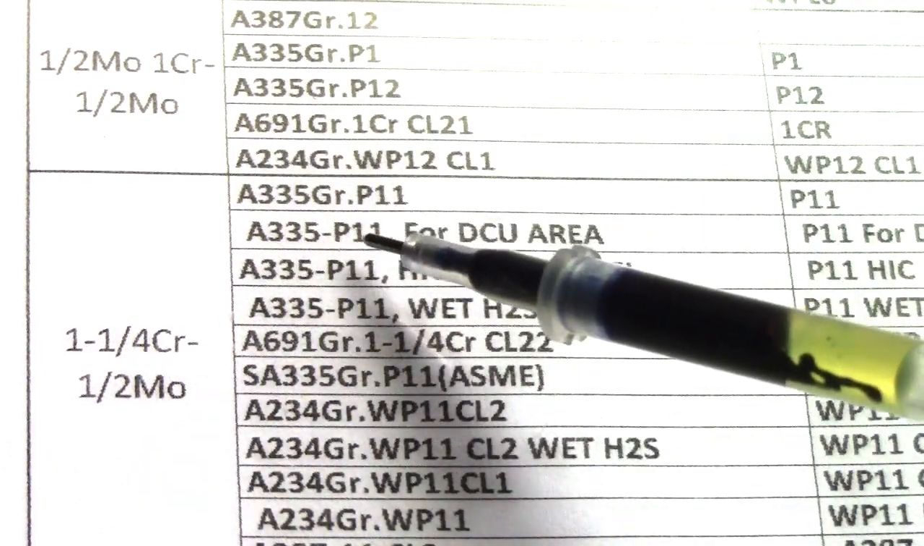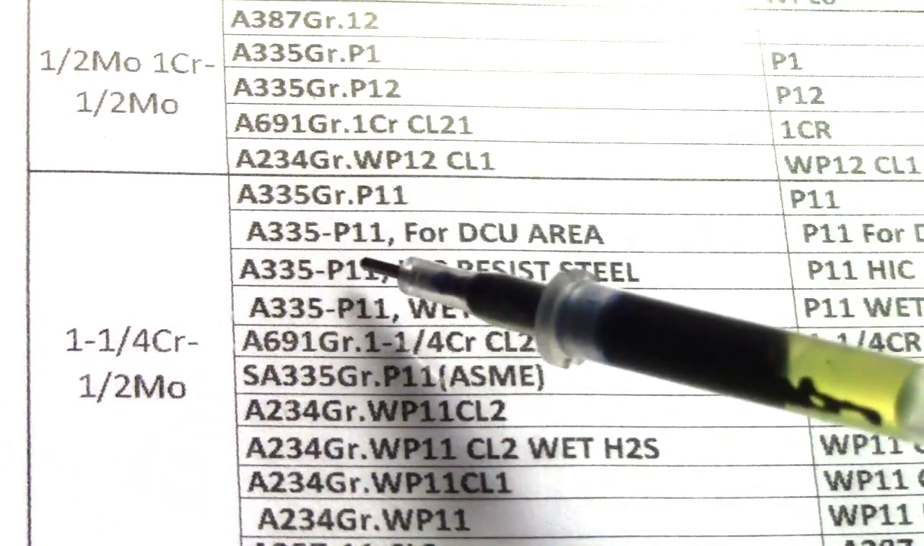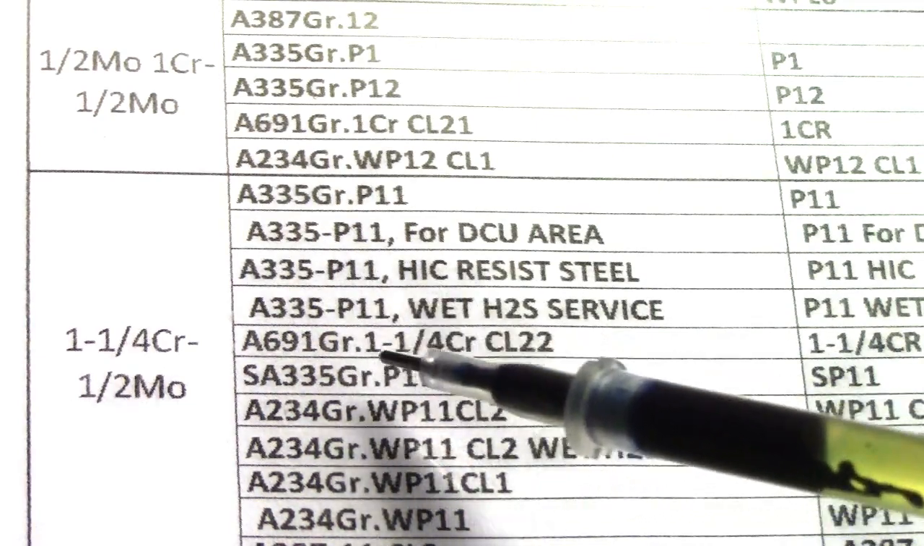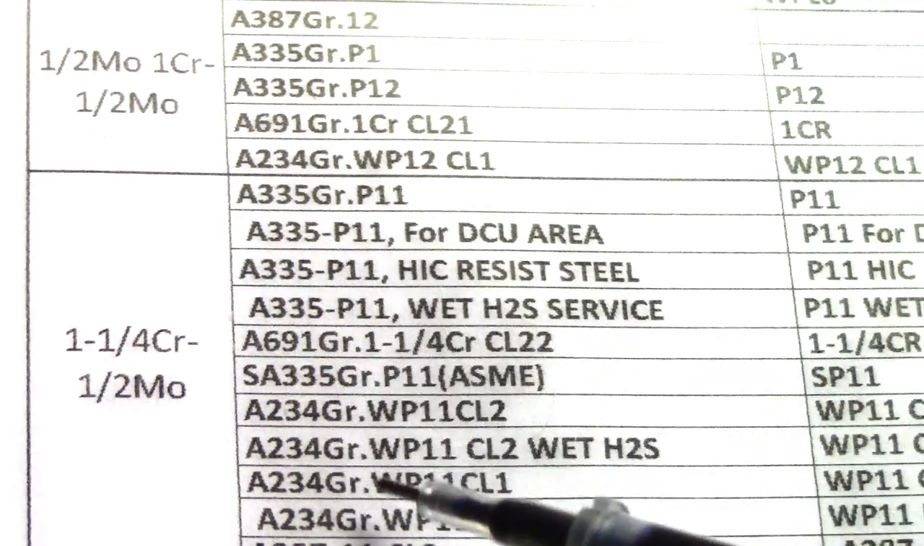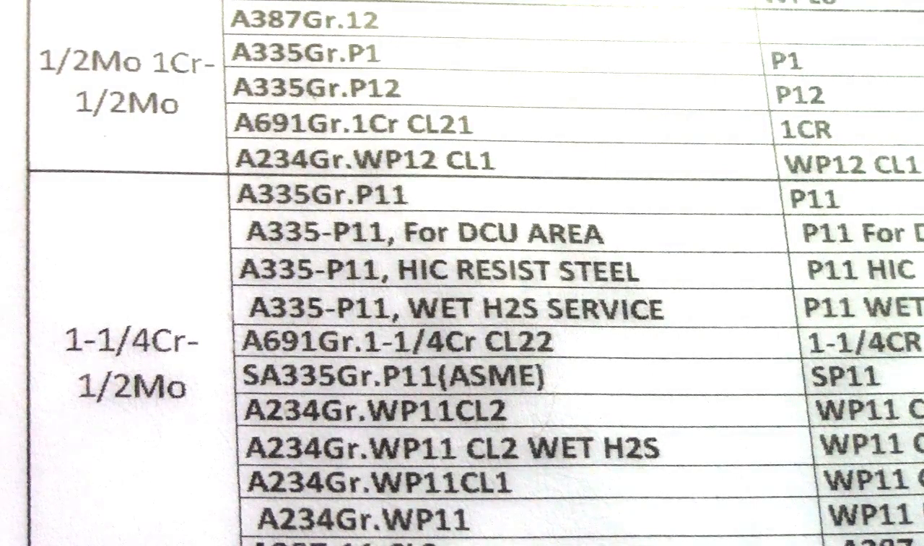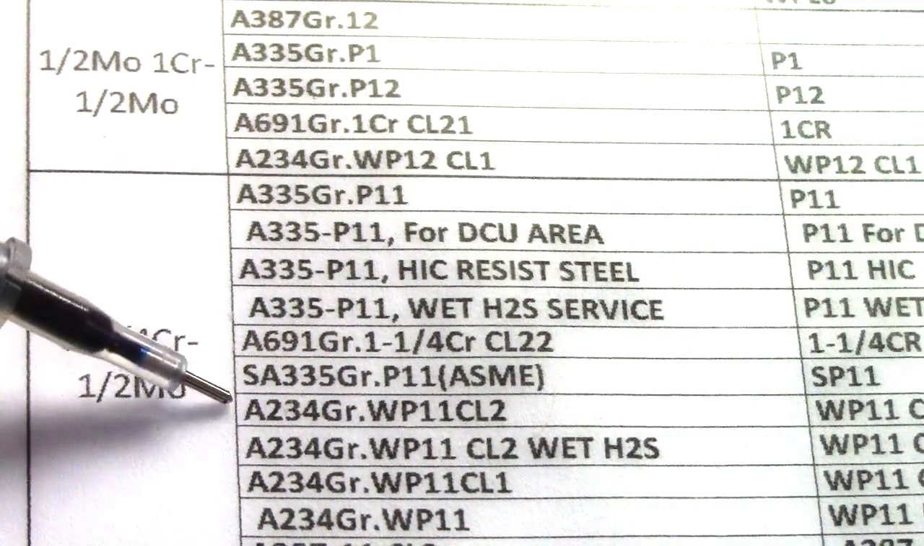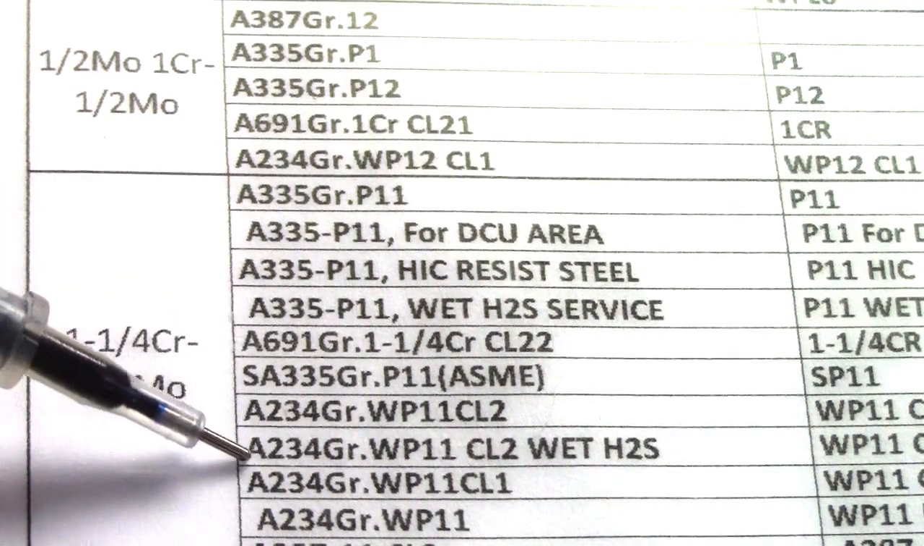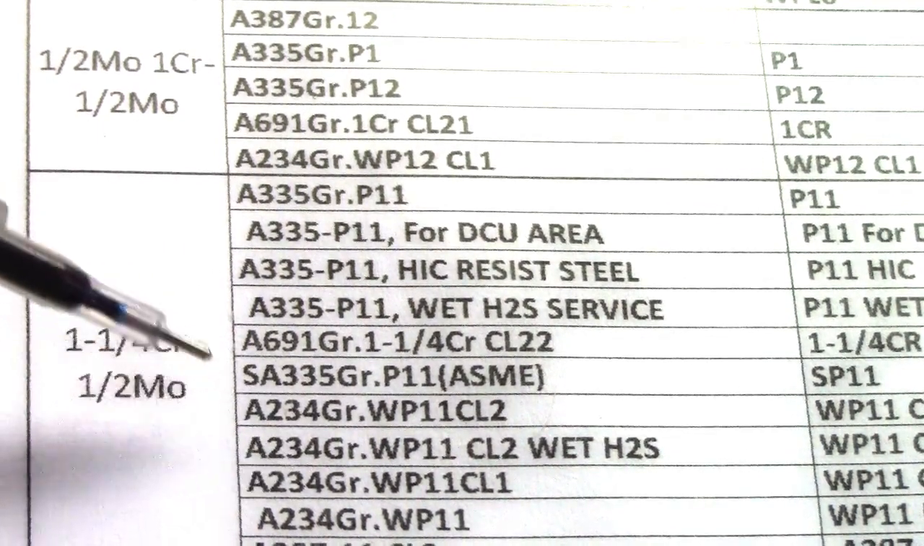So we have a P11, A35 P11. Okay, so this is our alloy steel, A691. This is the specification for this alloy steel, 1 and 1/4 chrome and 1/2 MO. A234 WP11, so this is the fittings.